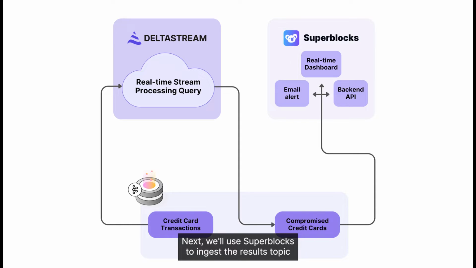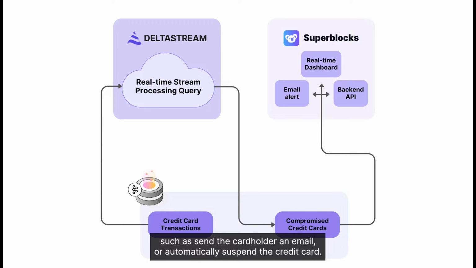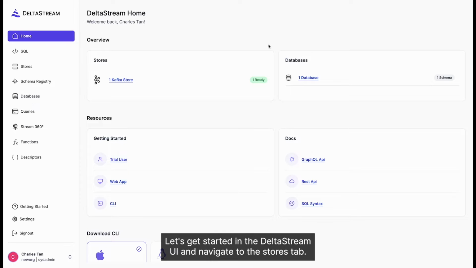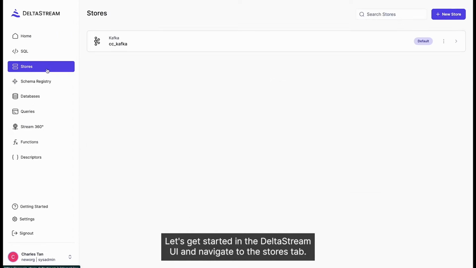Next, we'll use Superblocks to ingest the results topic and build a real-time dashboard that makes it easy for us to track which credit cards are compromised, and optionally perform actions such as send the cardholder an email or automatically suspend the credit card. Let's get started in the DeltaStream UI and navigate to the Stores tab.